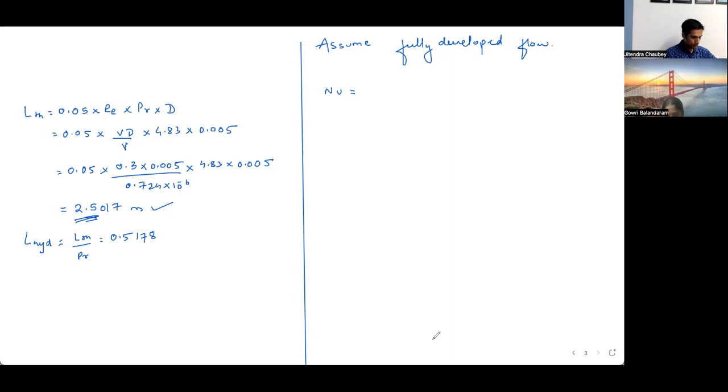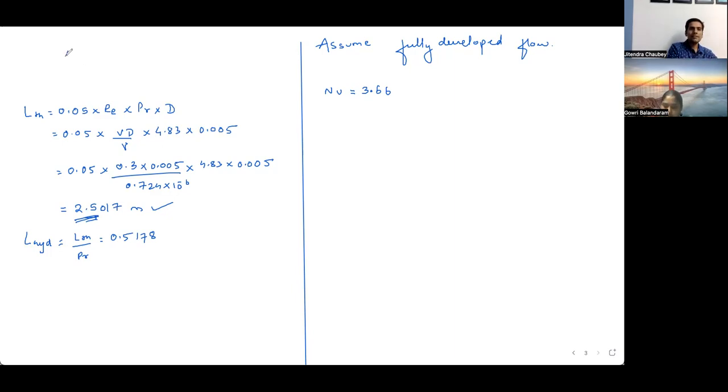See, if the flow is fully developed, the table is given for the pipe and the surface temperature is constant, the Nusselt number can be taken as 3.66. Just look at this table. The fully developed cylinder, the internal forced convection table. The first column is for fully developed laminar flow.